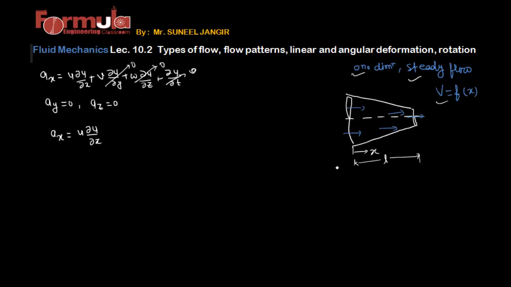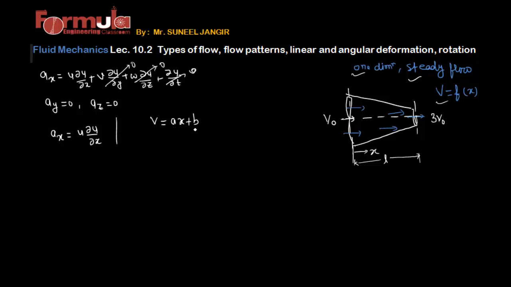Now I'm providing some boundary conditions here. At the nozzle base, means at this section, the velocity is v naught, and at the nozzle tip, let's say the velocity is 3v naught. These are our boundary conditions, that is, we know this. Now as velocity is only a function of x and this is a linear function, we can say that v is equal to ax plus b. Velocity is a linear function of x only.